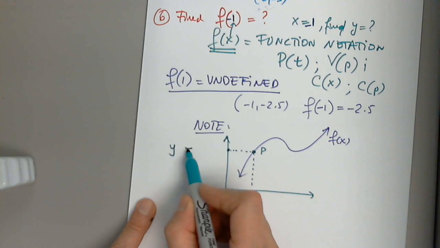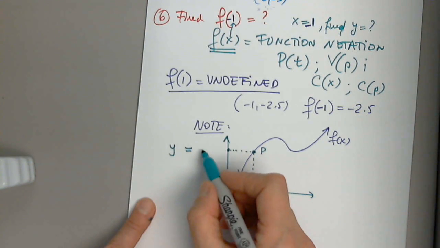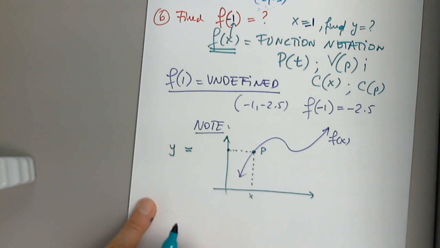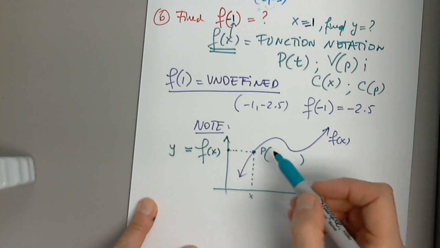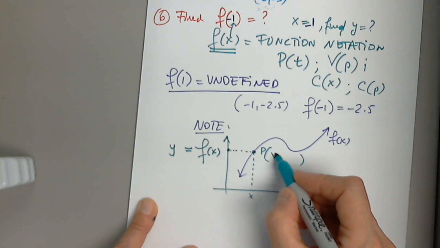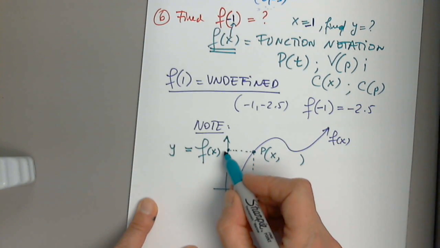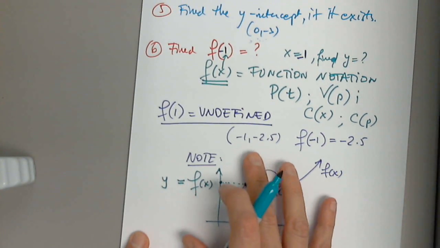Correct. However, I need the other notation. Y is the same as? Yes, indeed. So the coordinates of P, if P is a point on a graph and the x coordinate is x, the y coordinate must be f of x. It's exactly what we just said here.